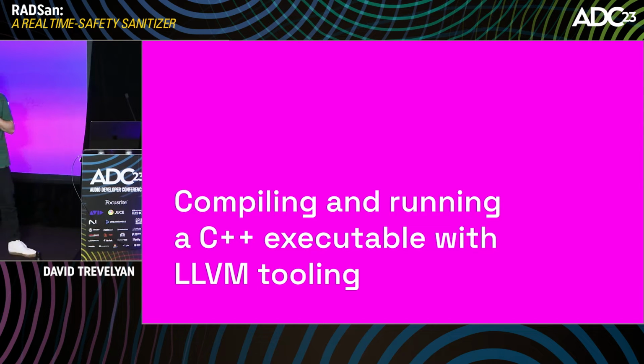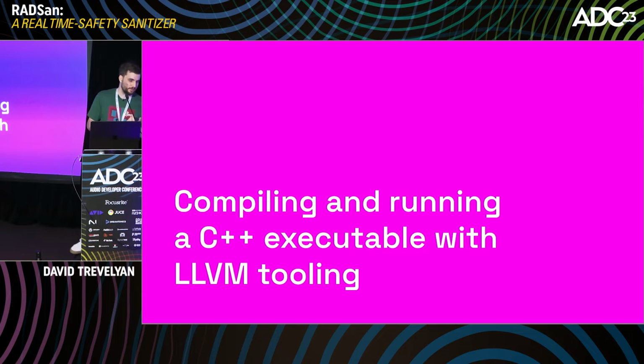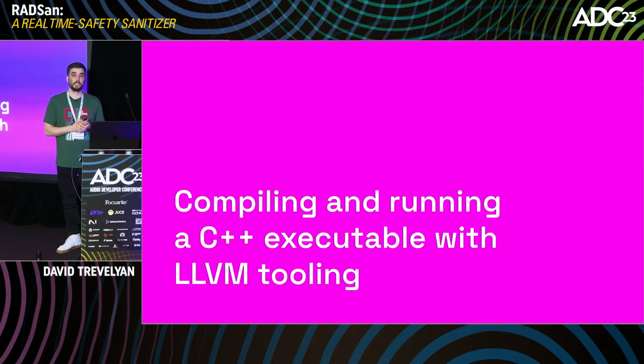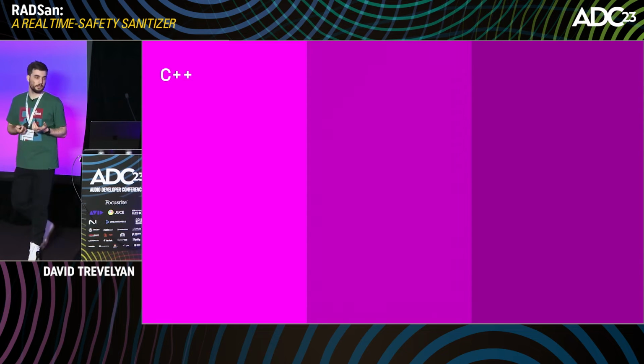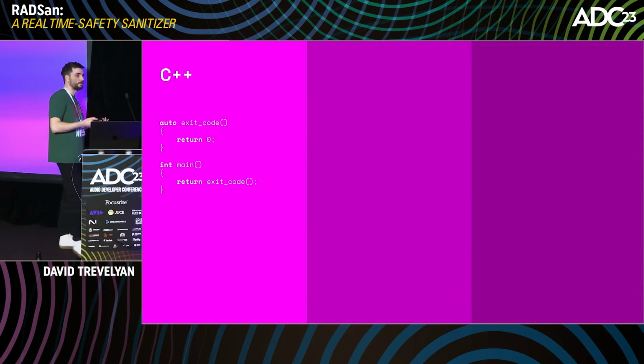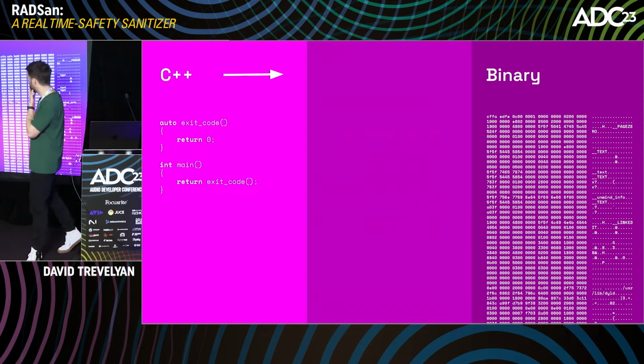In order to understand how sanitizers actually work, we need to take a couple of steps back. And this first step back, we're going to think about compiling and running a C++ executable with LLVM tooling at a high level. So I'm sure everybody's familiar with the concept of having some C++ code. You know what it looks like. We feed it into a compiler, and on the other side, we get our binary executable, something like ELF format.